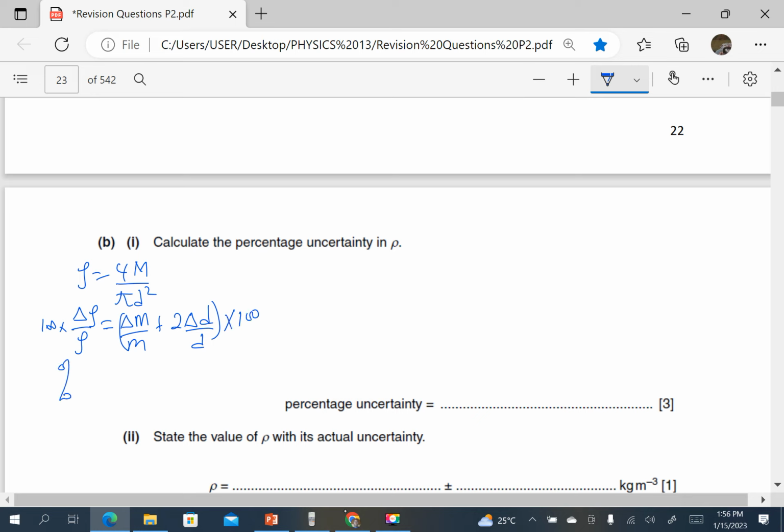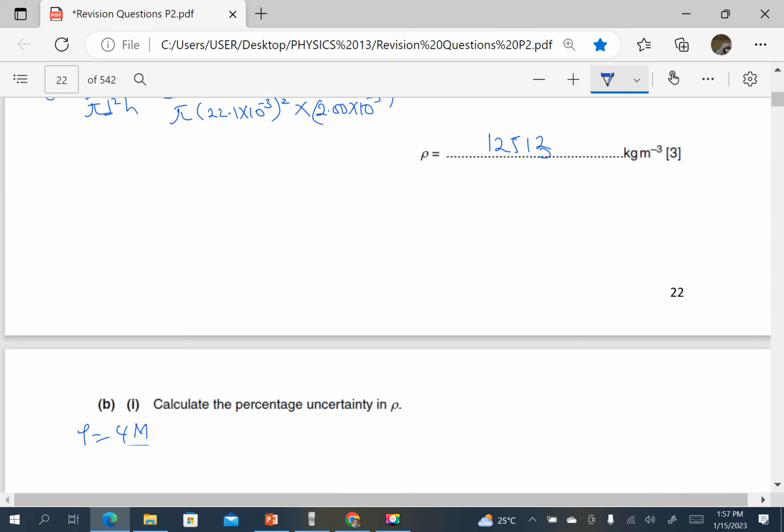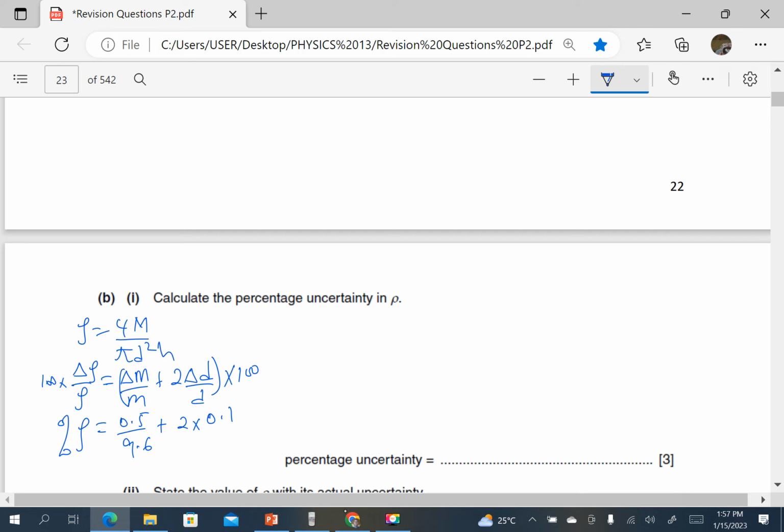So I'll say percentage in rho is equal to, in m is 0.5 over 9.6 plus 2 times d. D is 0.1. Did I leave out something? I think I left out H. Yes, there's H here.